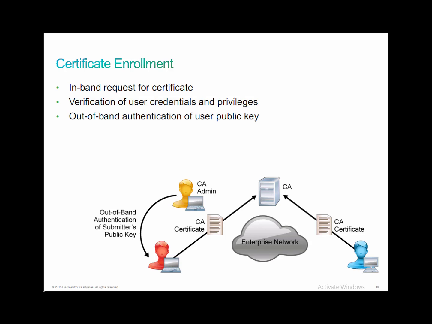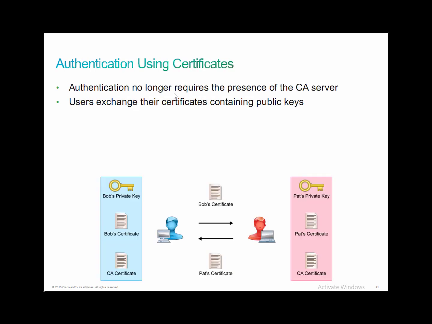Okay. So having installed the certificates, having gone through the process, they're signed by the same CA. It doesn't necessarily have to be signed by the same CA, by the way, but it does have to be signed by a trusted CA. They're now ready to authenticate each other. So Bob and Pat exchange the certificates. The CA is no longer involved in this process. We know that Bob sends his public certificate to Pat, and Pat sends his public certificate to Bob.